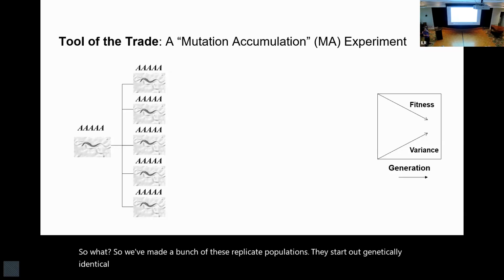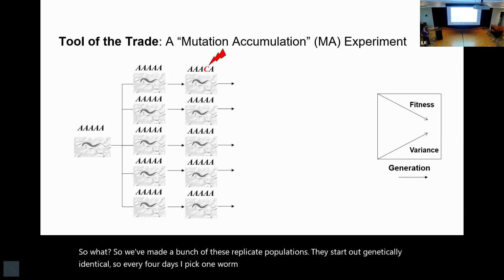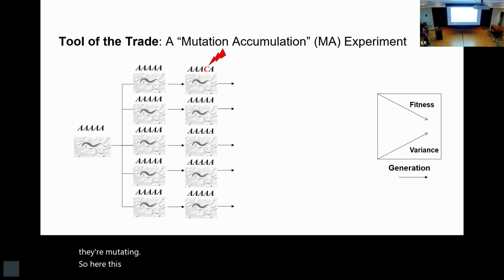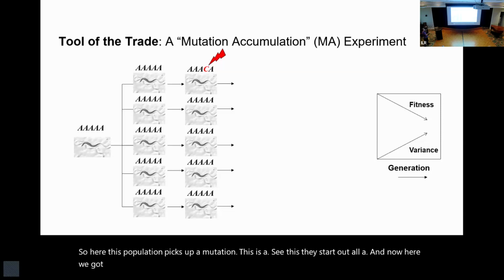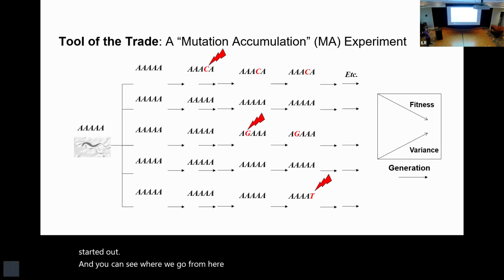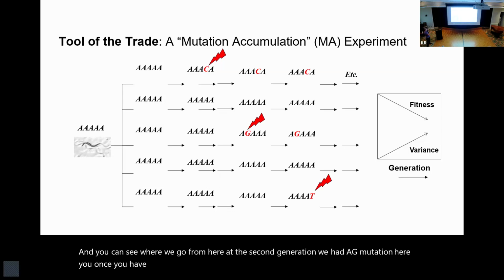Every 4 days, I pick one worm, and of course, these are biological organisms, so they're mutating. Here, this population picks up a mutation. They start out all A, and now here we got a C at the 4th position in this one. Everybody else is the same as they started out. You can see where we go from here. At the 2nd generation, we had a G mutation here. Once you have a mutation, you're stuck. And here we have a T. So we do this for a long time.